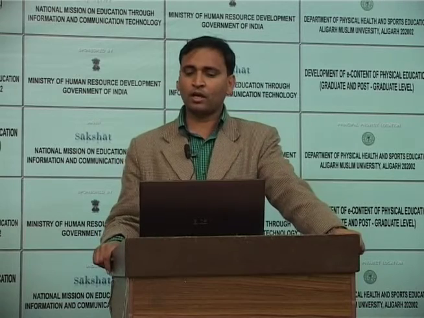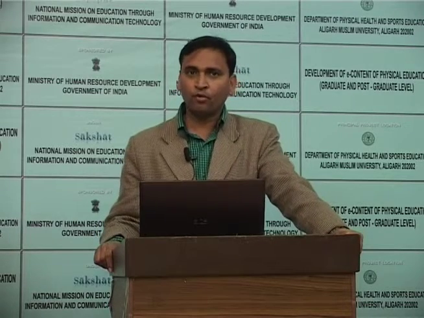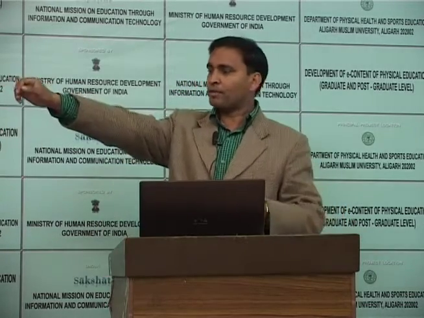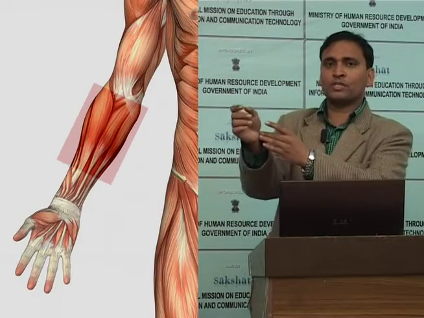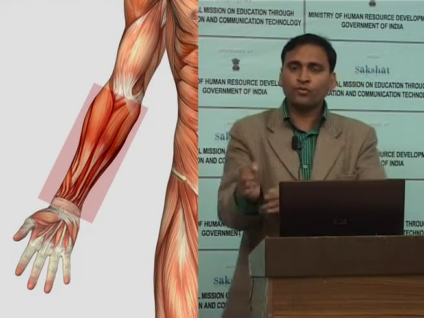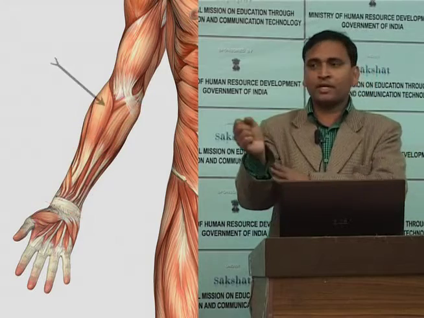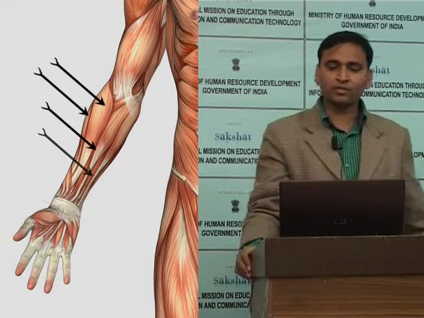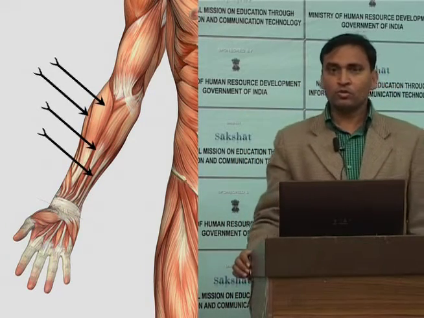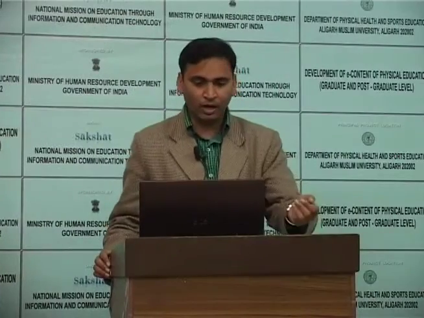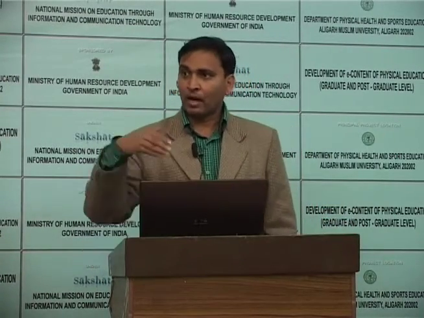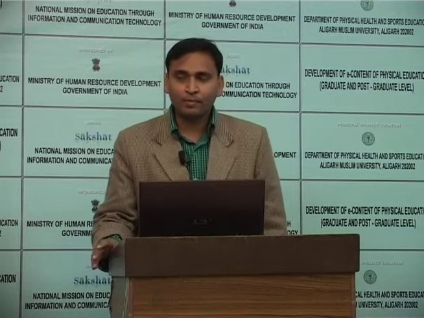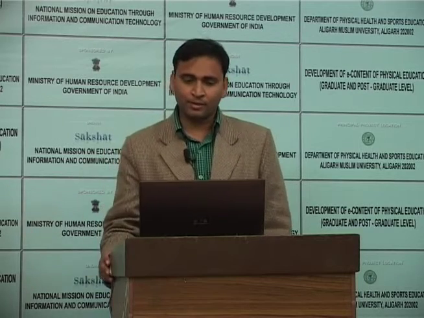I am going to discuss the muscles of the forearm. Forearm, I have told you, is the area from the elbow down to the wrist joint. The muscles present within this area are known as forearm muscles. So we can divide the forearm muscles into two compartments, like the arm muscles: the anterior compartment and the posterior compartment.